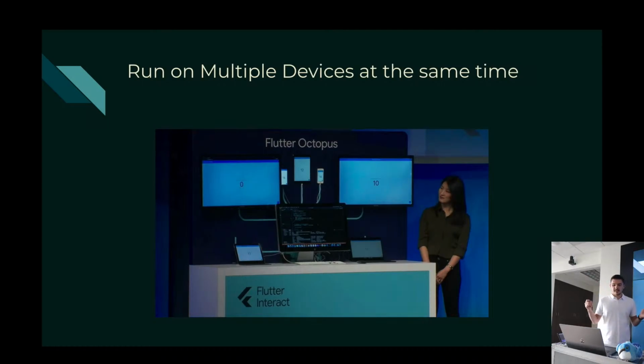And next up is run on multiple devices at the same time. This, depending on what you're building, could be extremely useful. This was from Flutter Interact, I think 1 or 2 years ago, and this is what they said was the Flutter Octopus. And really what this was trying to show is it running on every type of operating system at the same time from one device. So these are running 100% at the same time in a debug environment. If it crashed on any of these, you'd be able to see the error in the singular console.